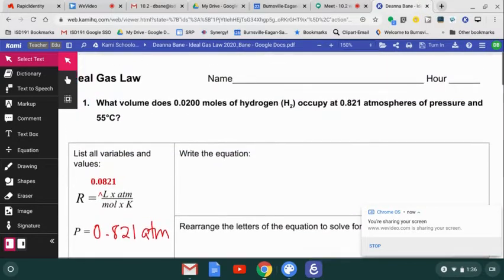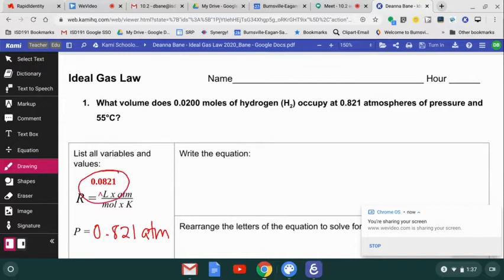And one of the things that might make this problem a little confusing is R, because I forgot to write the number in for R. So you can see that I've got that right here. Make sure you write that down on your paper. R is a number that's a constant. It doesn't change, and it's a number with units on it. So you can always plug in 0.0821 liters times atmospheres over moles times kelvins for R.